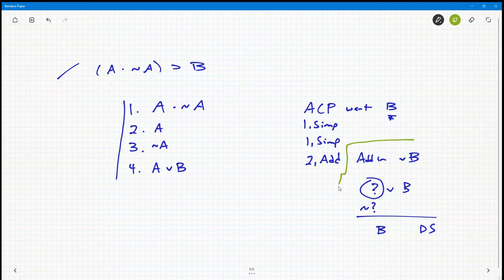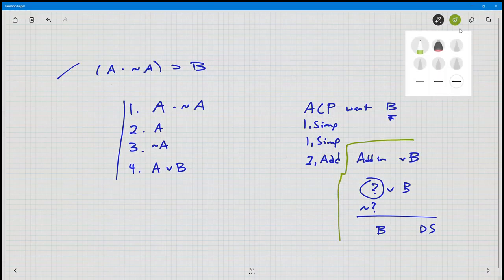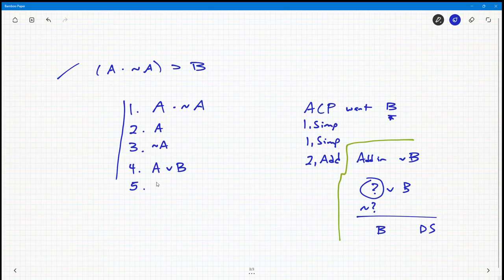I wrote my notes in too close, I think. Okay. If we added in B onto A, then we do indeed have the ingredients for DS and can derive B. Outside of just trial and error, how would you have known to do this?